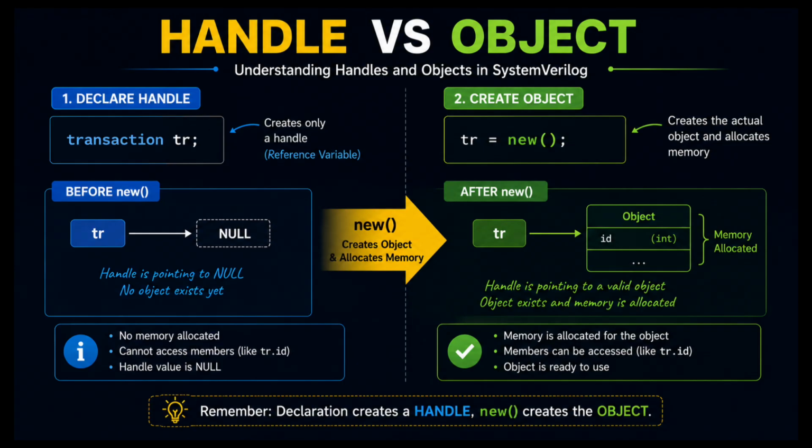Transaction tr. This is a class handle. The important word here is handle. This line does not create an object. It only creates a reference variable. Now to actually create the object, we write tr equals new, or more clearly, assign tr to a new object. Now memory is allocated, now the object exists, now id has real storage.